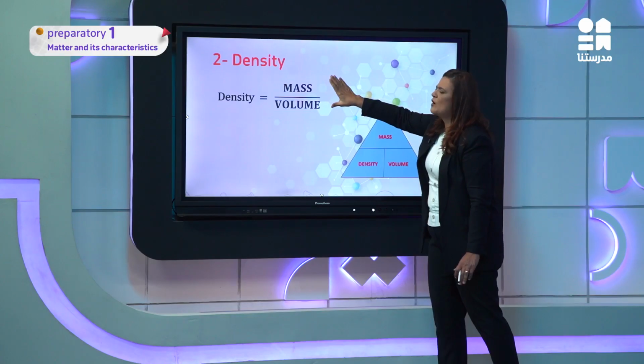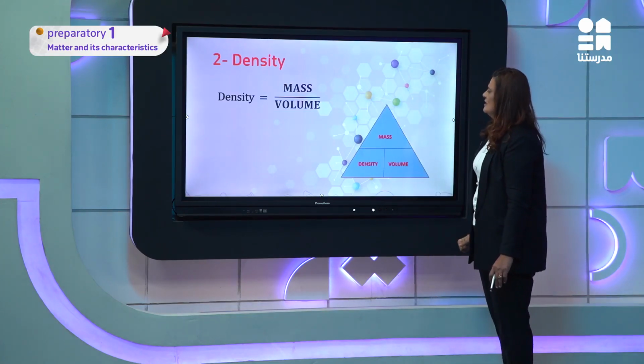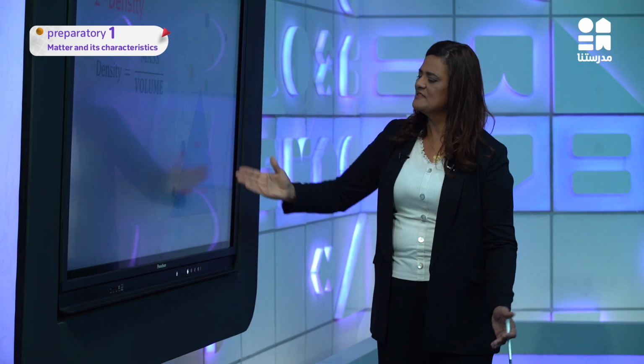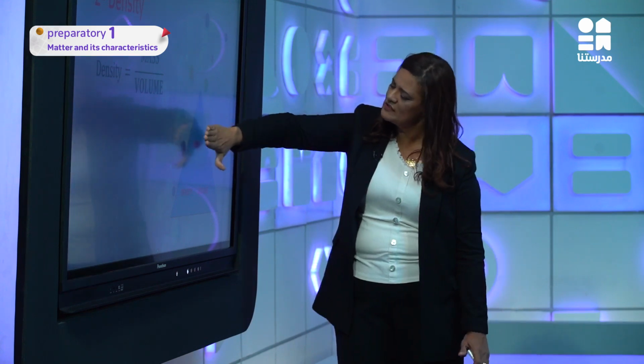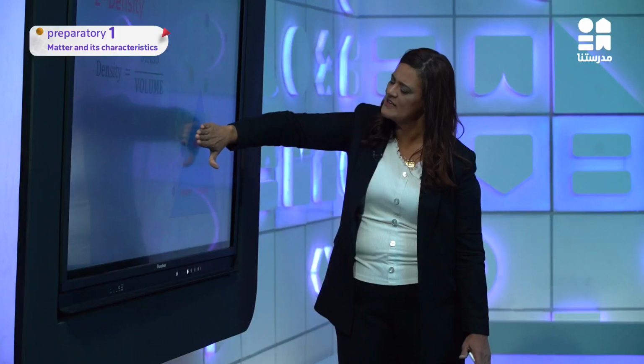I am going to solve problem by using this rule. طب how can I use this rule؟ هو مش دايما هيطلب مني الدنسيتي عشان اقسم الماس على الفوليوم، ما هو ممكن يطلب مني الفوليوم، ممكن يطلب مني الماس، مش كل مره هيطلب مني الدنسيتي. طب اعمل ايه ساعتها؟ ارسم التريانجل ده. هعمل بيه ايه؟ بسيط جدا. You are going to cover the one you needed. If you want the mass, I am going to cover the mass like this.